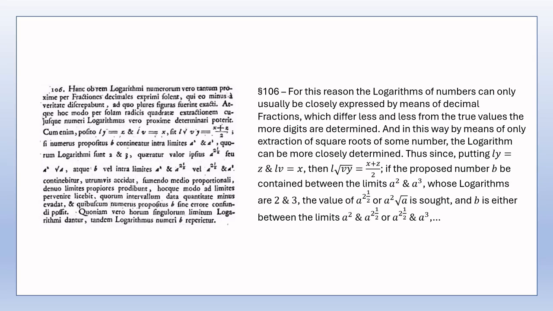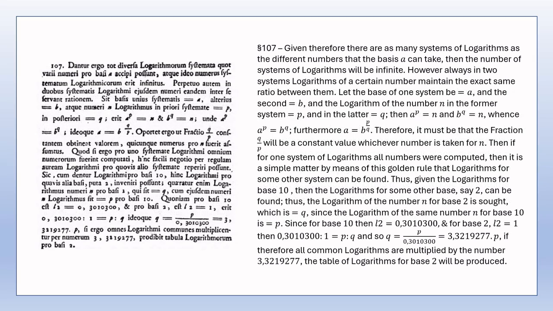In section 107, as we see, the logarithm of n with respect to the base a is p, and with respect to the base b is q. Euler then shows that the ratio p over q must be constant, so even though p and q will of course vary as n varies, the ratio p over q remains the same. That is, if m is another number different to n, and the logarithms of m to bases a and b are p primed and q primed respectively, then p primed over q primed is equal to p over q.